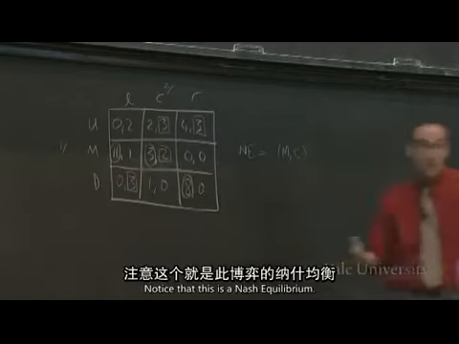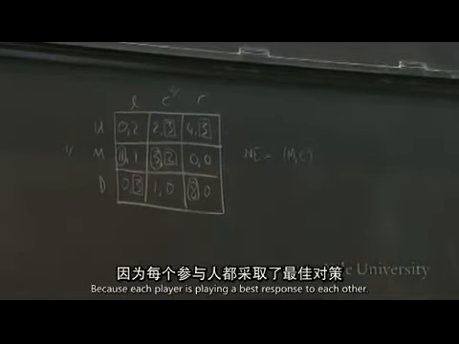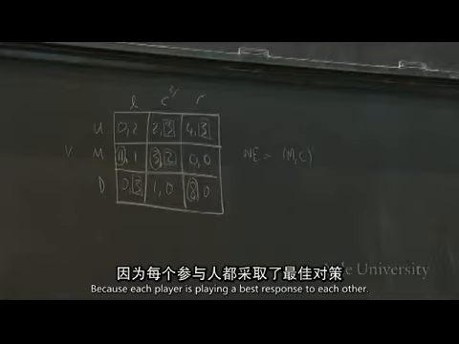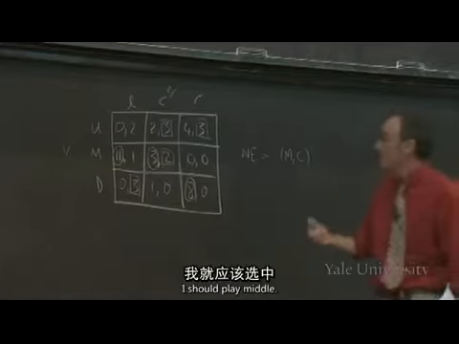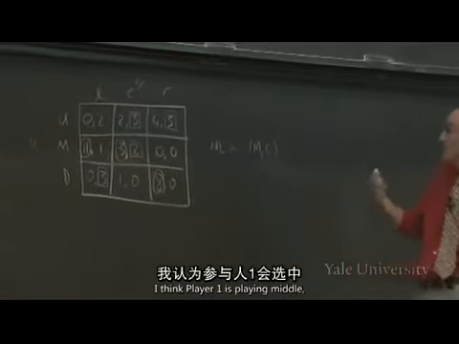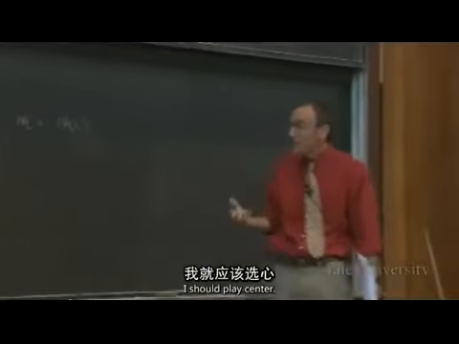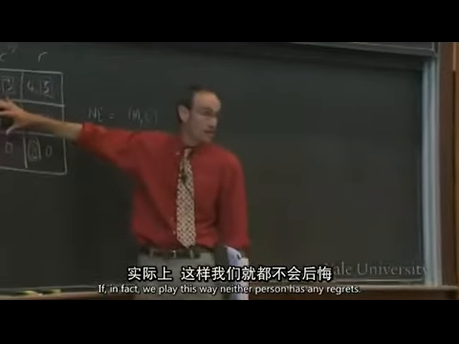All right? And notice this is the Nash equilibrium. Why is it a Nash equilibrium? Because each player is playing a best response to each other. Right? If I'm player 1 and I think that player 2 is playing center, I should play middle. If I'm player 2 and I think player 1 is playing middle, I should play center. If, in fact, we play this way, neither person has any regrets.